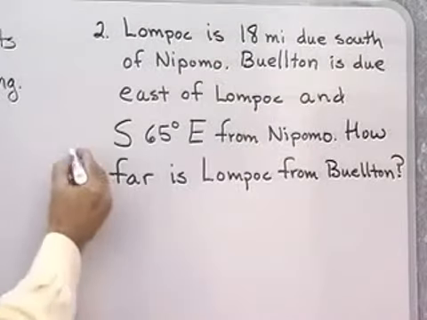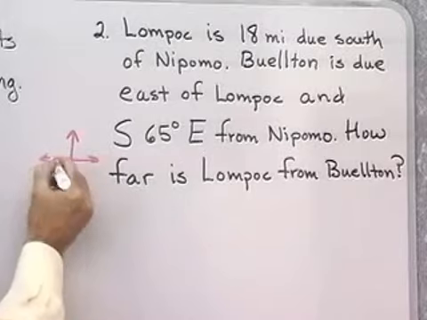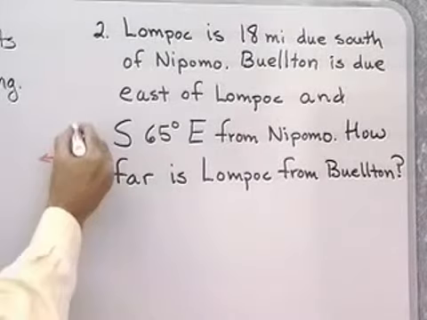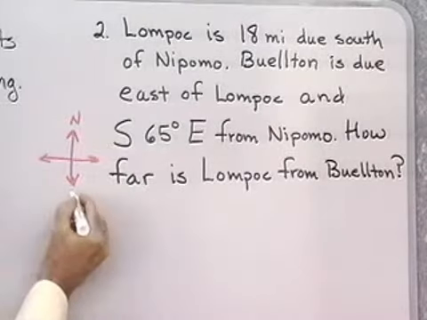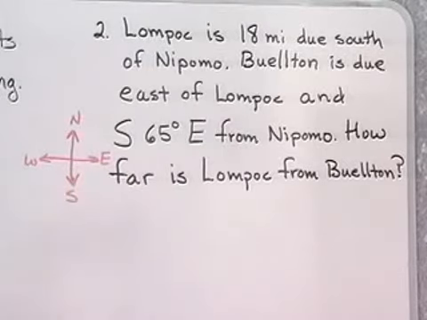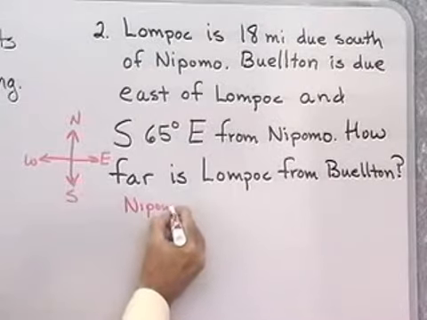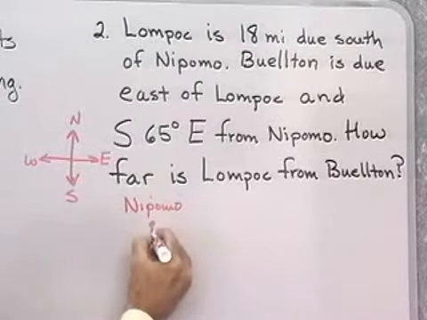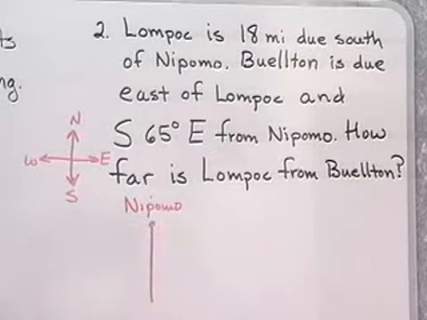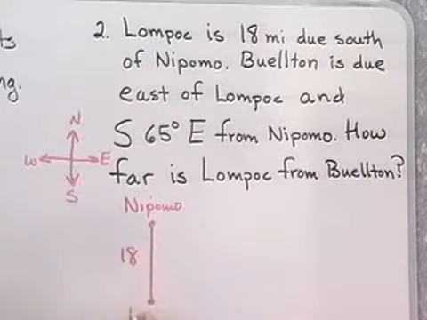So I just want to remind you that when we do these problems with north, south, east, and west, the coordinate system we use looks like this: north, south, west, and east. So I can use that as reference. Now let's see, Lompoc is 18 miles due south of Nipomo. So I'm going to put Nipomo over here, and then Lompoc is going to be 18 miles due south of that. So that'll be 18 miles, and this will be Lompoc.